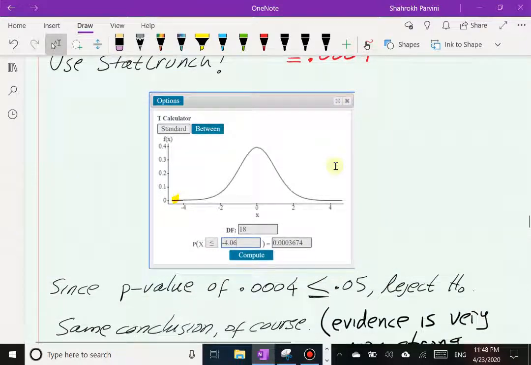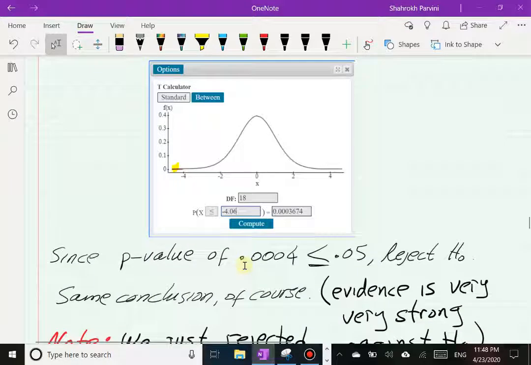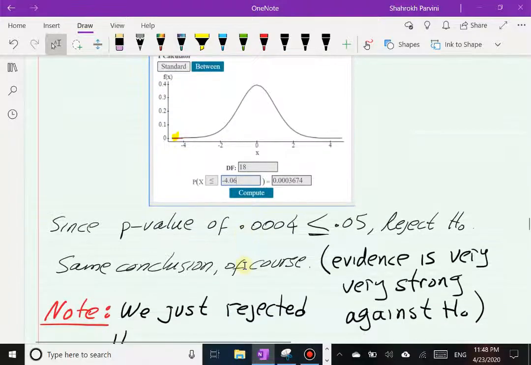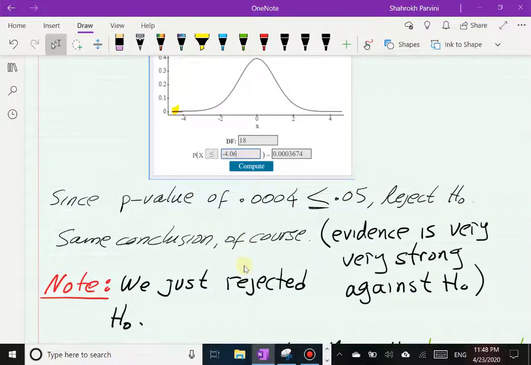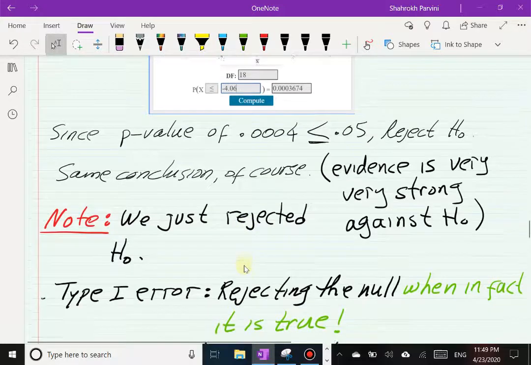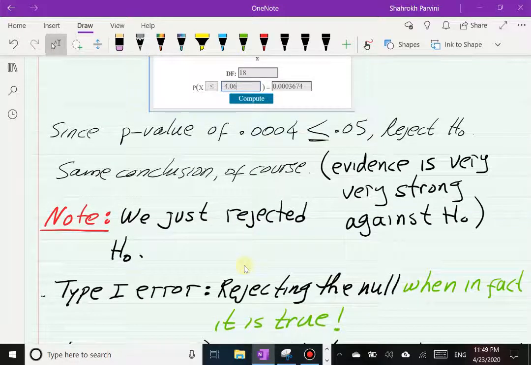Okay, now since our p-value is much less than 0.05, we're going to reject the null. Of course, you get the same conclusion, right? So in this case, the evidence is extremely strong against the null. Now, one thing I want to point out here, as I have written, we just rejected this null hypothesis, true? Now, remember when we talked about type 1 error, that's back in chapter 9. Type 1 error was rejecting the null when in fact it is true.